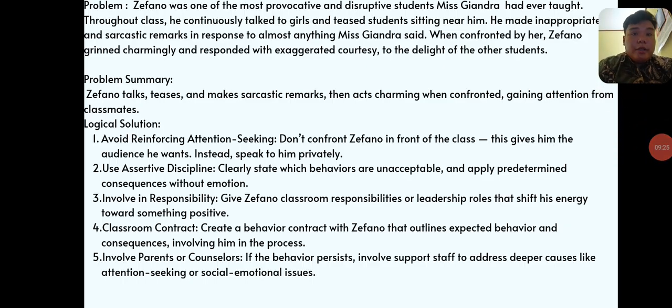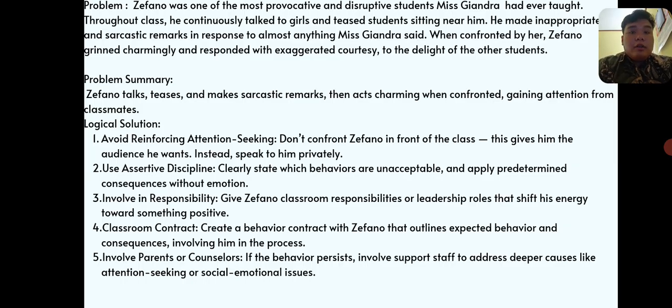The problem summary is Stefano talks and makes sarcastic remarks, then acts charming when confronted, gaining attention from classmates. Some solutions in here are: avoid reinforcing attention seeking. Don't confront Stefano in front of the class, or you just give him the audience he wants. Instead, speak to him privately. Use assertive discipline. Clearly state which behaviors are unacceptable and apply predetermined consequences without emotion.